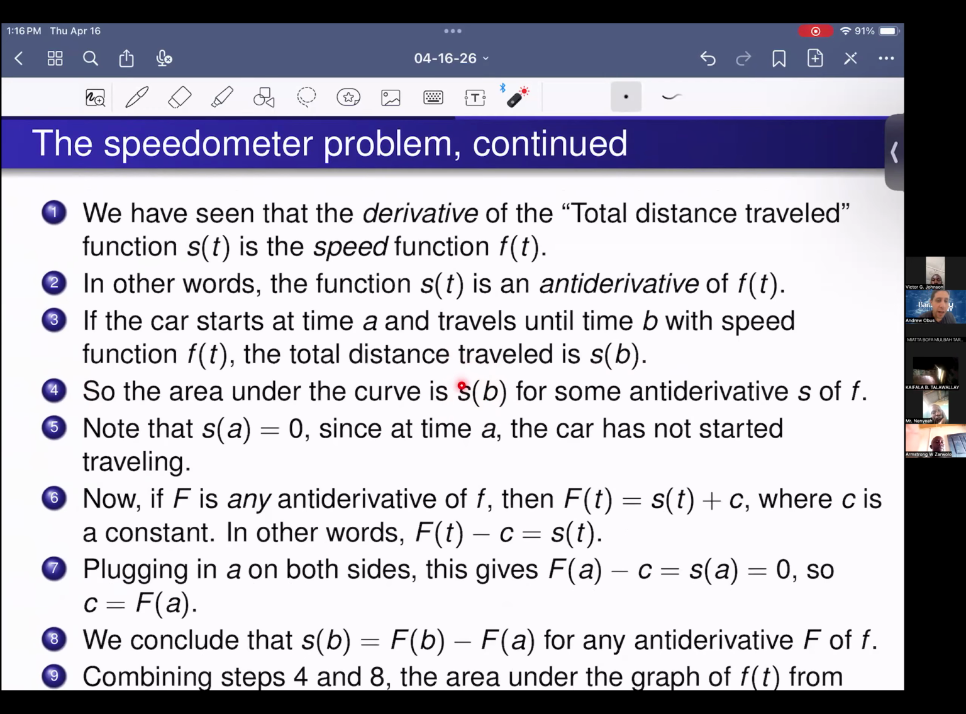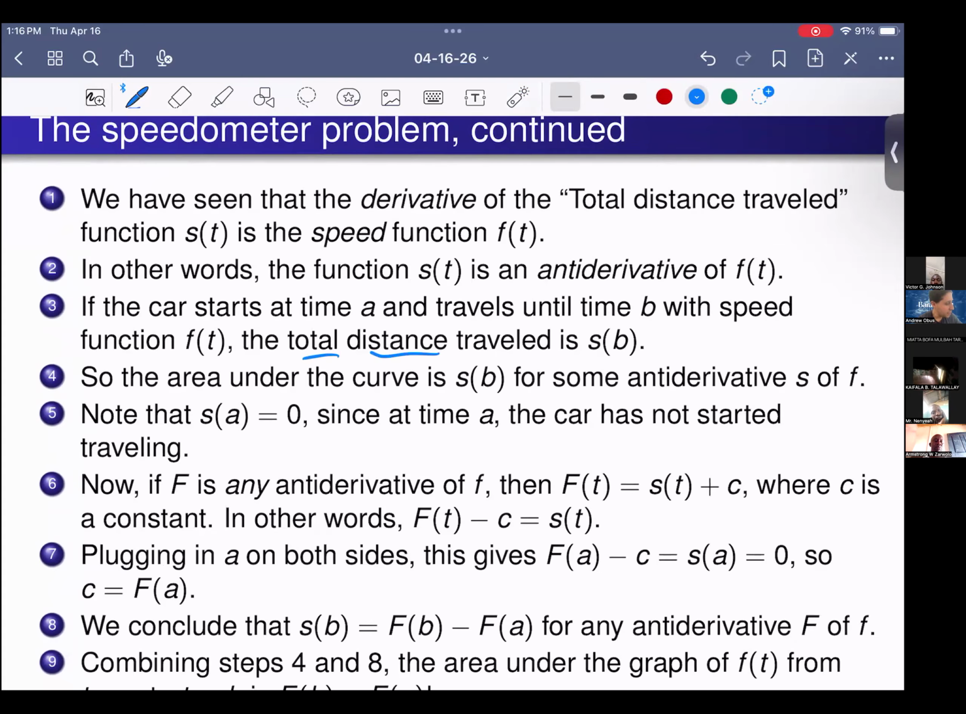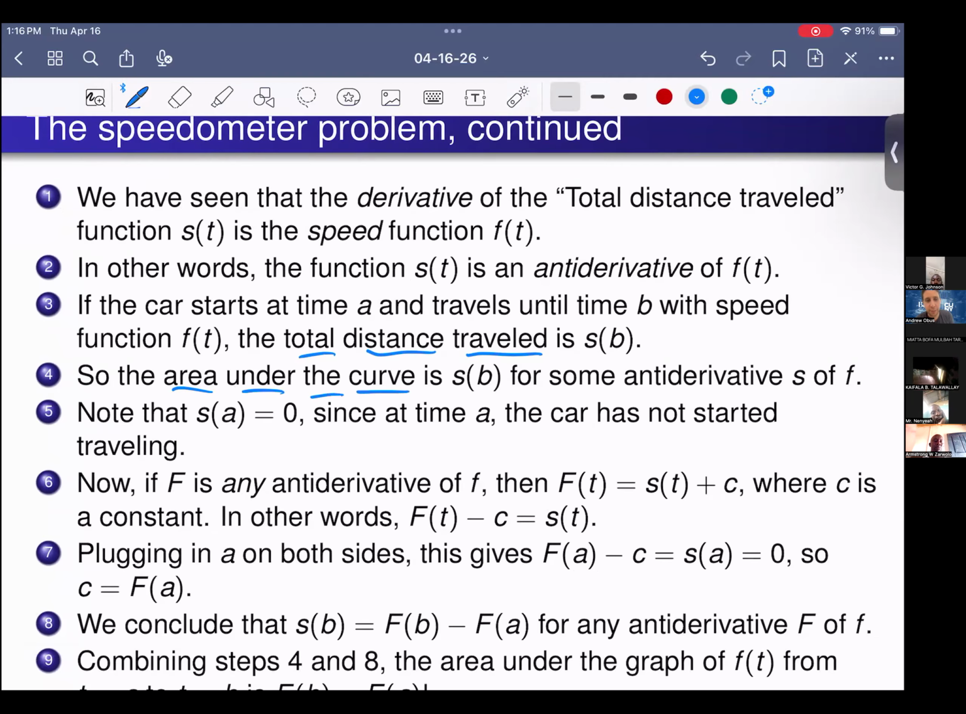And what is S? Well, it's some antiderivative of f. Which antiderivative is it? That's what we're going to worry about in the next five points over here. But the area under the curve, remember, the total distance traveled here is the same thing as the area under the curve. That's what I asked you to accept earlier on. So the total distance traveled is the area under the curve, just like in the constant speed case. So the area under the curve is S of B for some antiderivative S of f.